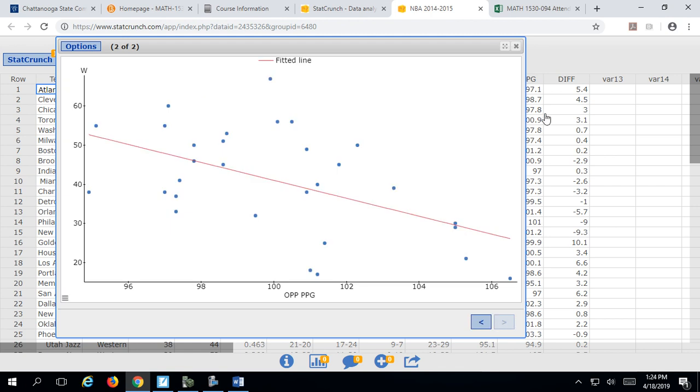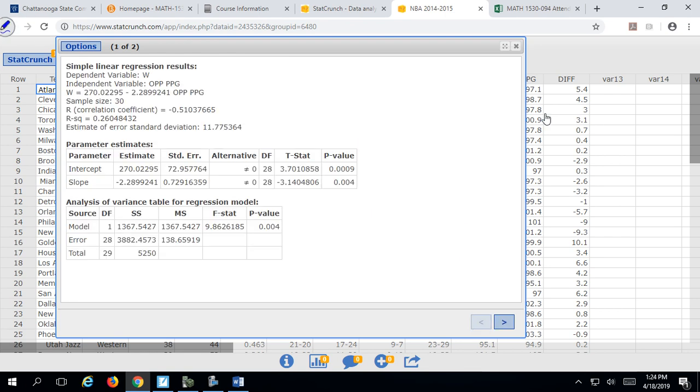So if I look at the scatter plot for opponents' points per game, we see we have this negative correlation. So our R value should be negative. So if we go and look at the correlation coefficient, it is negative. All right? That just means we have this negative correlation. So now the R is about negative 0.51. The critical value was 0.361, right?